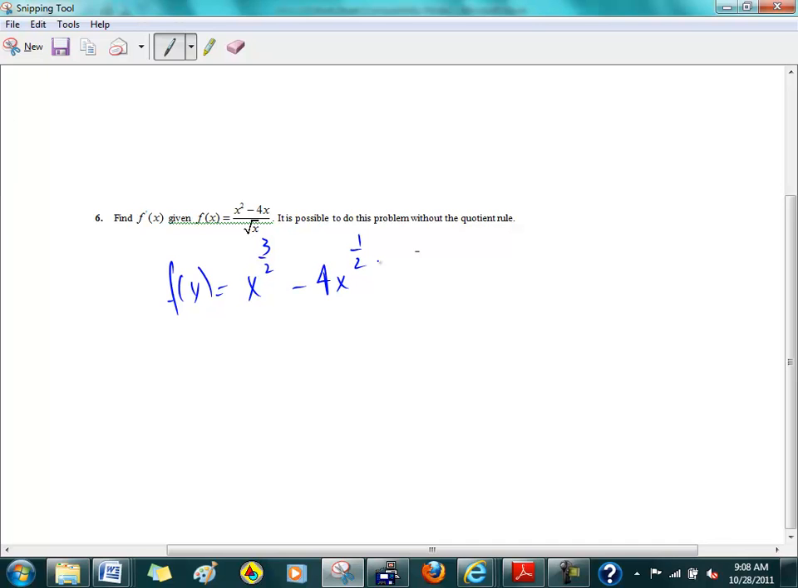Do you understand the square root of x is x to the 1/2? Then when you divide, what do you do with exponents? You subtract. So 2 minus 1/2 is 3 over 2. We're not going to use the quotient rule? Well, it says it is possible to do this problem without the quotient rule, so I'm trying to show you how to do it. Is everybody with me on this? Everybody there? Yes? And then it becomes really easy.